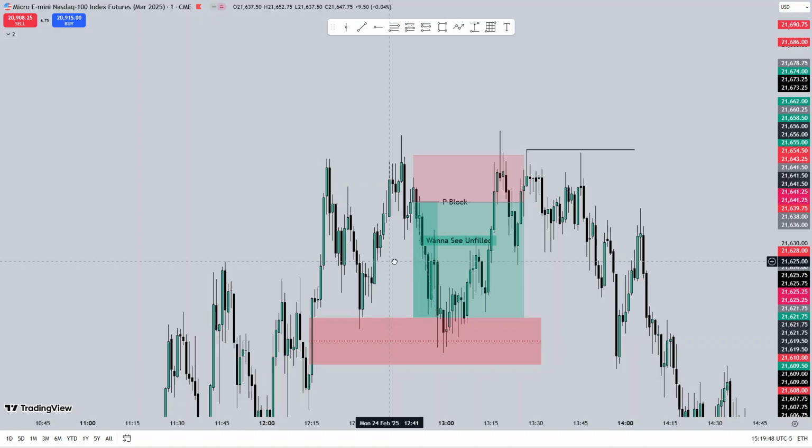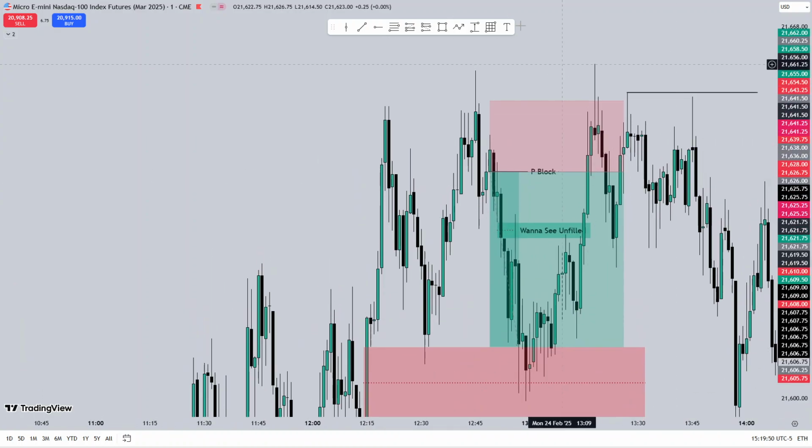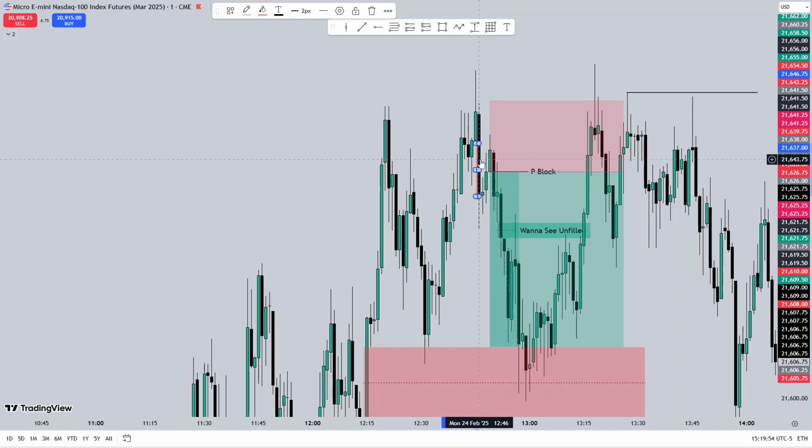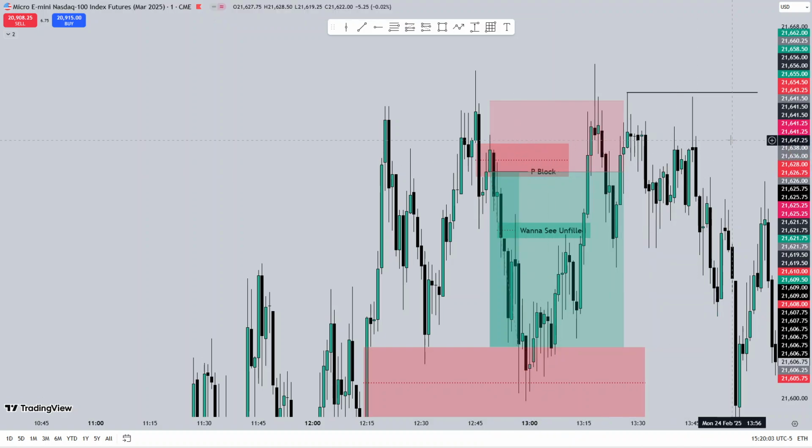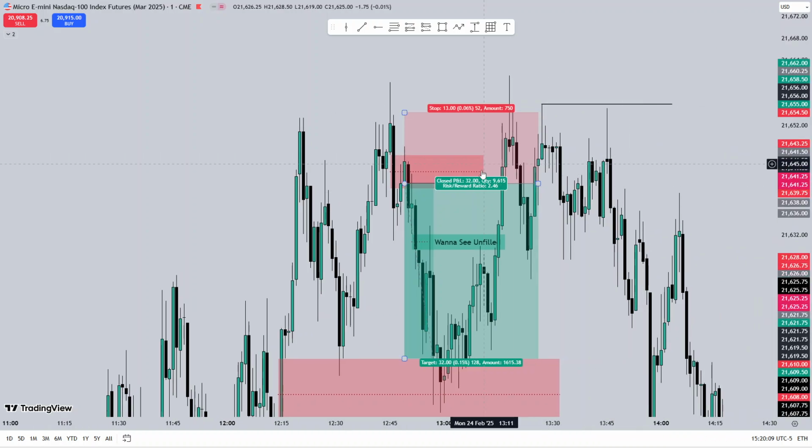Let me explain. This is the entry fair value gap, okay. Sorry, yeah, this is the entry fair value gap. Like this is not an entry fair value gap, but as I took the entry from here, I am saying that this is the entry fair value gap.